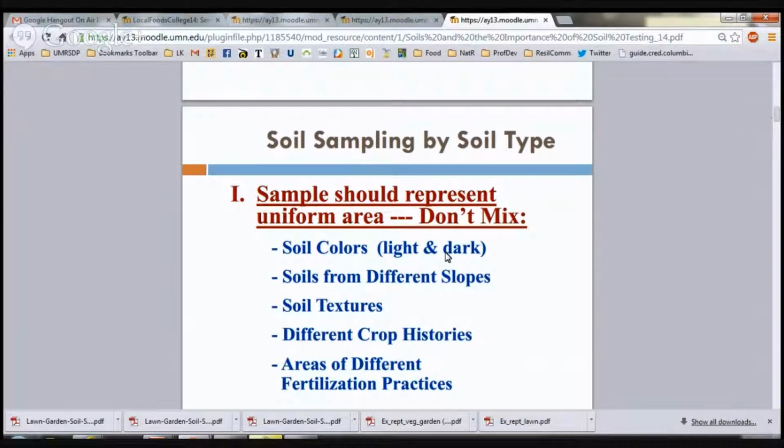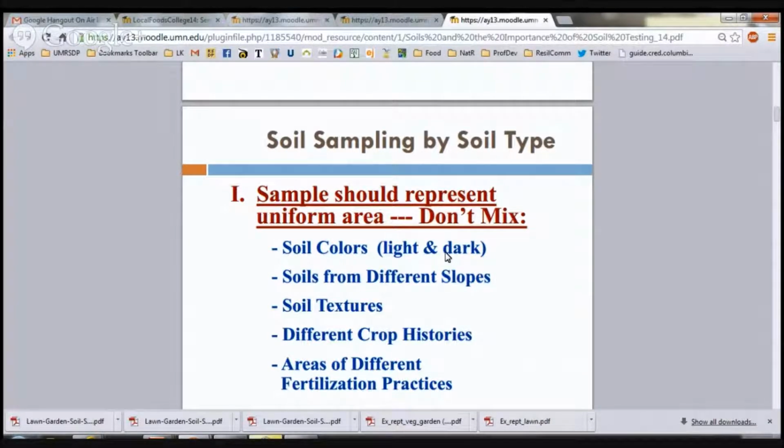One thing to keep in mind is to sample by soil type. A couple of things you want to keep in mind: don't mix soil colors, light and dark. Don't mix soils from different slopes or different textures, and areas that you manage differently, whether that be with crops or actually different fertilizer management practices.